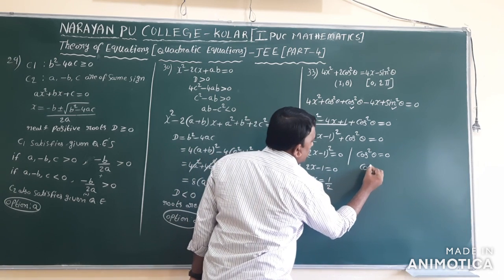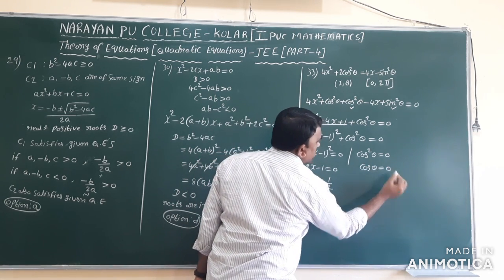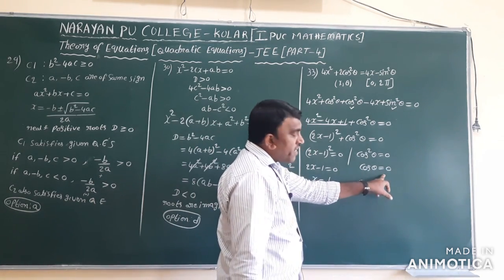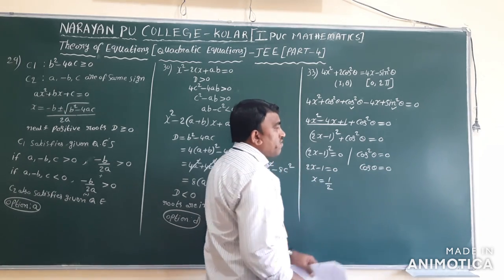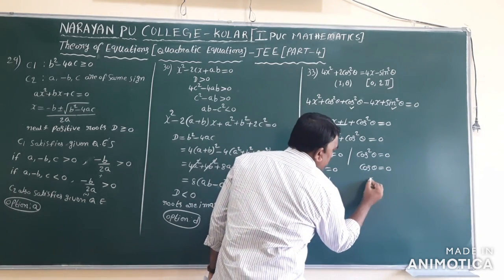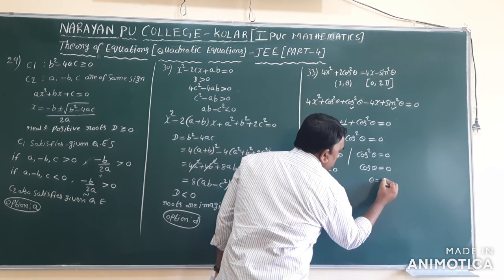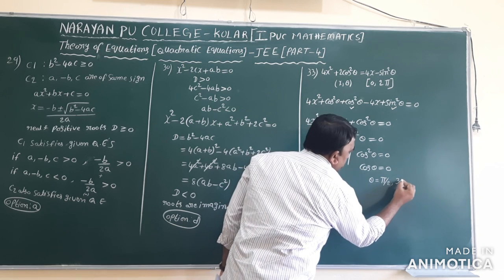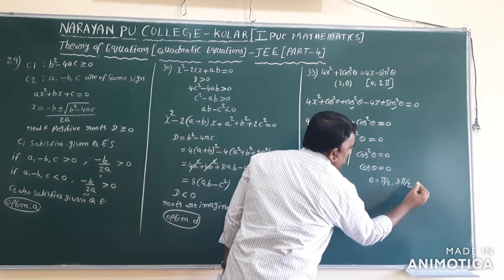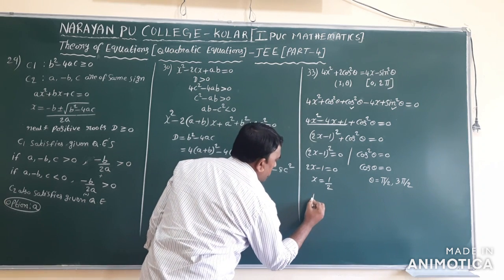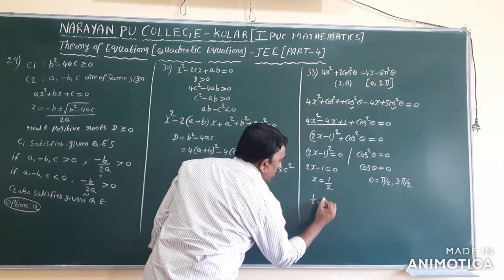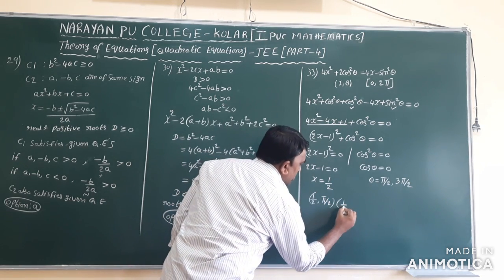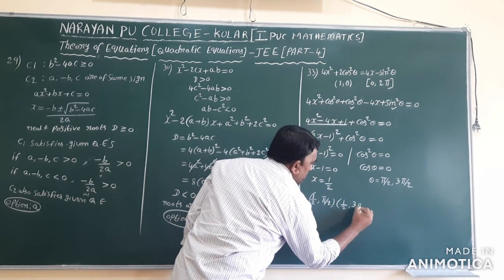Here cos square theta is 0, so cos theta is 0. Cos is zero at the boundary of the first and fourth quadrants, and in the fourth quadrant cos value is positive. When will it be possible? Cos theta is 0 at 90 degrees, pi by 2, and 270 degrees, 3 pi by 2. So the ordered pairs are 1 by 2 comma pi by 2, one ordered pair, and another ordered pair is 1 by 2 comma 3 pi by 2.